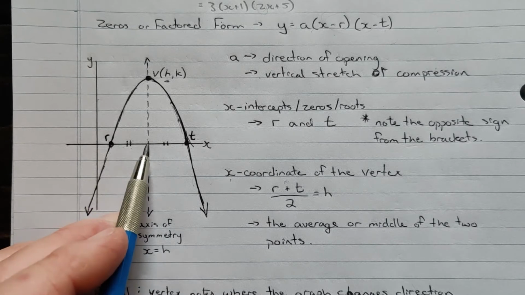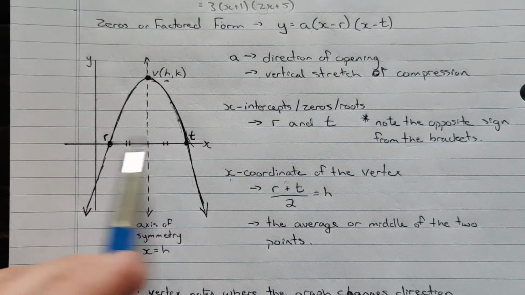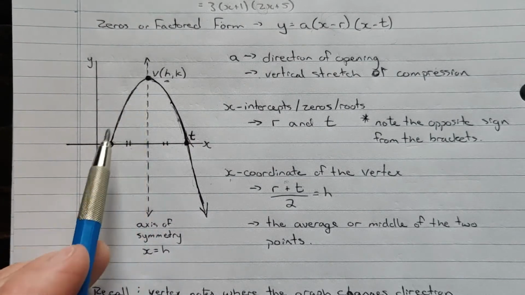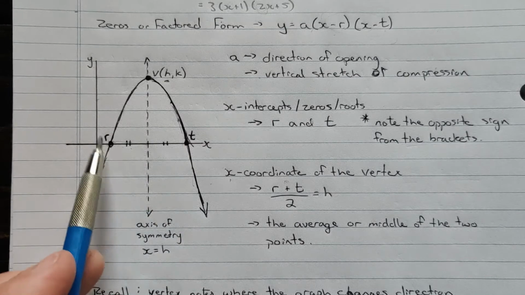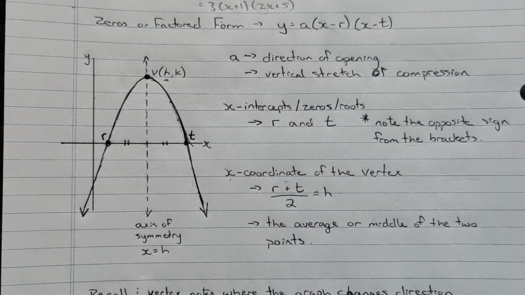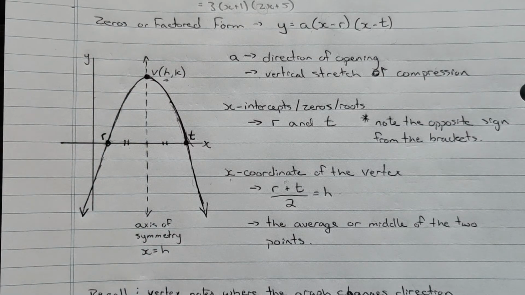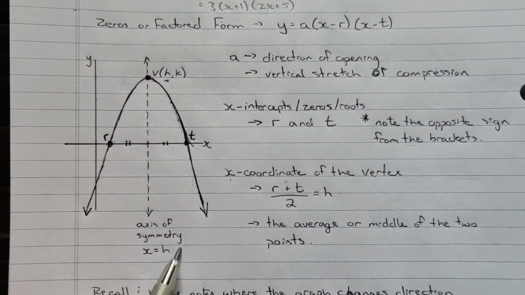So we have this length from here to the axis of symmetry is the same as this length from the axis of symmetry to the t. It's always going to be the same. So you can take this plus this, divide it by 2, you will get h. Even if you have a positive and negative number or two negative numbers, the addition of those two values divided by 2 will give you the h, the x value of the vertex, and also give you the value for the axis of symmetry.